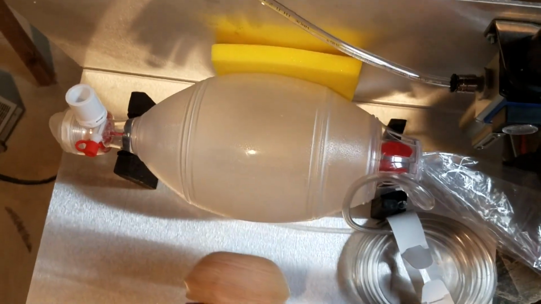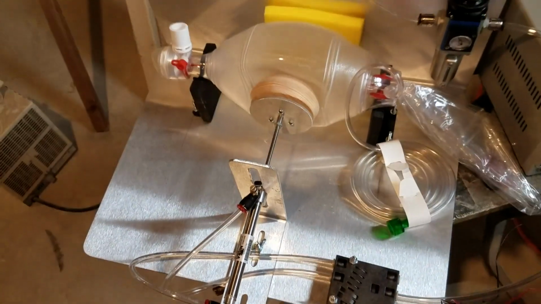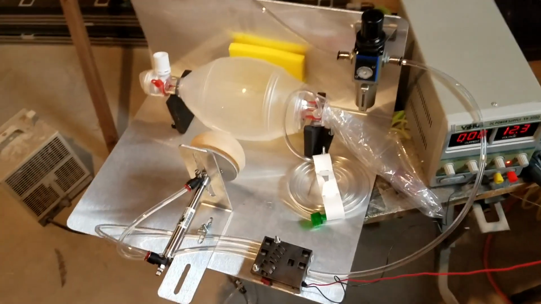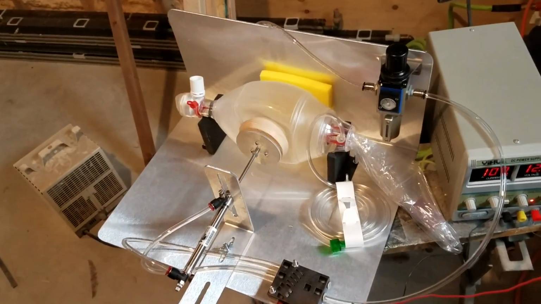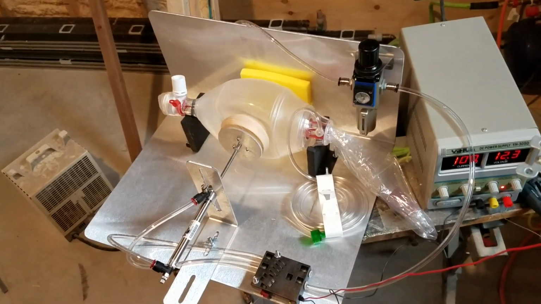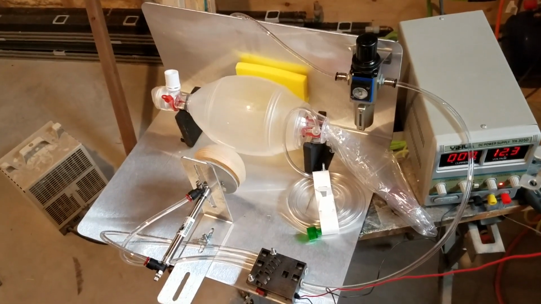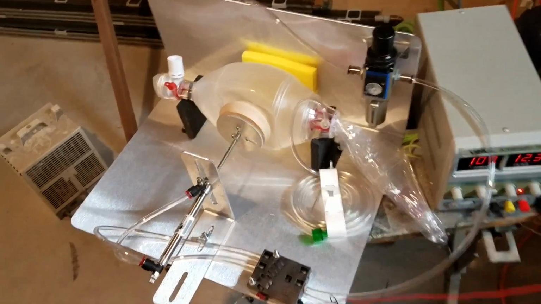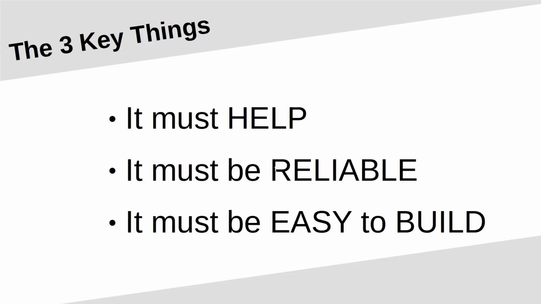So, with that in mind, what are the 3 critical things that any of these ventilators must have? And the first one is, it must help. And what I mean by that is, it must help sustain a life. There are a few other corollaries, such as it must do no harm. The second thing is, it must be reliable.